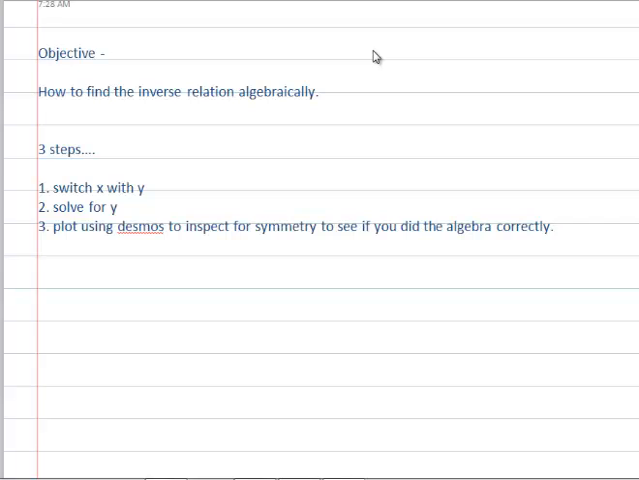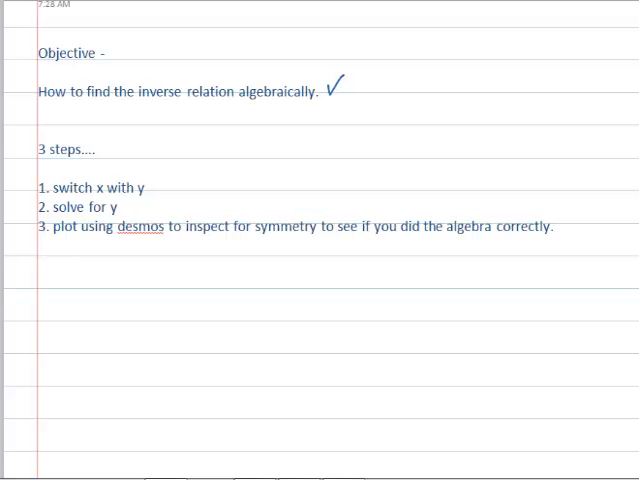And the first thing I want to talk about is what our objectives are for this. The first thing we're going to think about is how to find the inverse relation algebraically. We're going to do some algebra to find out what the inverse relation would be, but then we'd like to inspect and see if it is actually an inverse function from the work we did with the algebra.